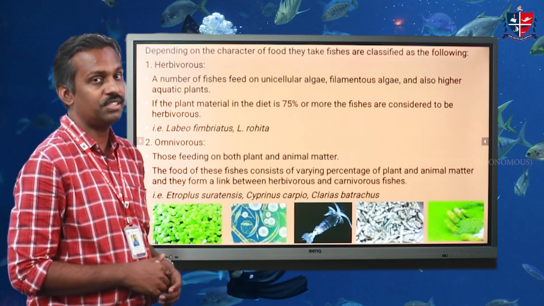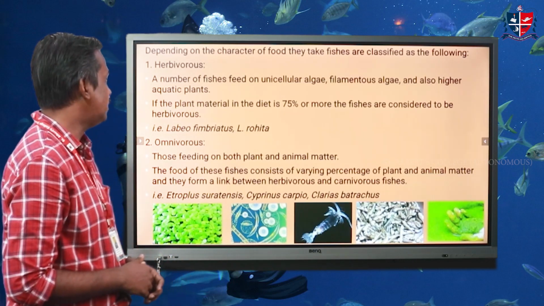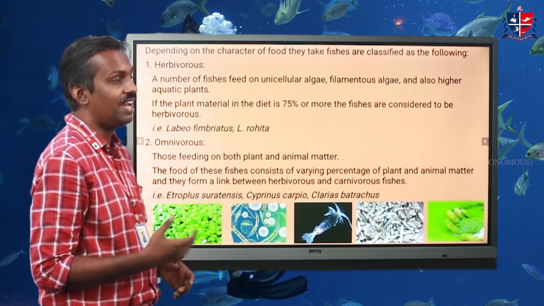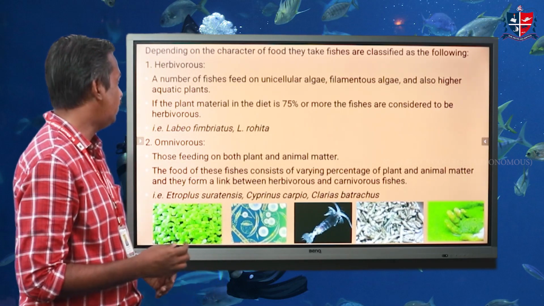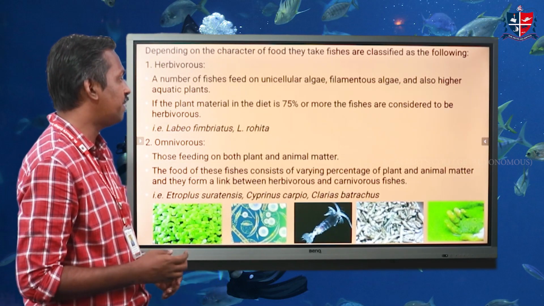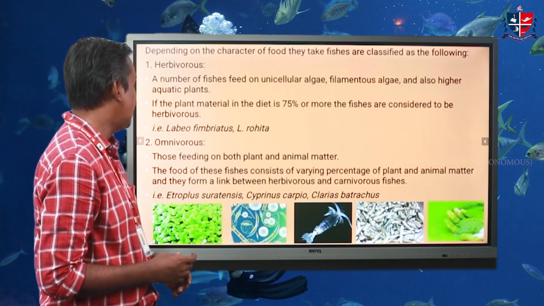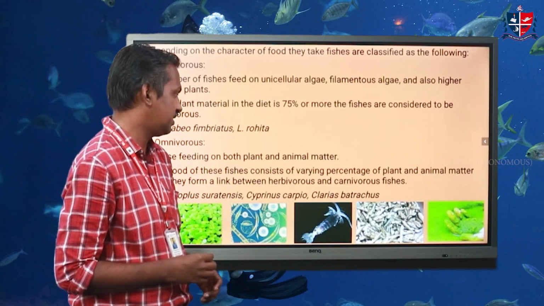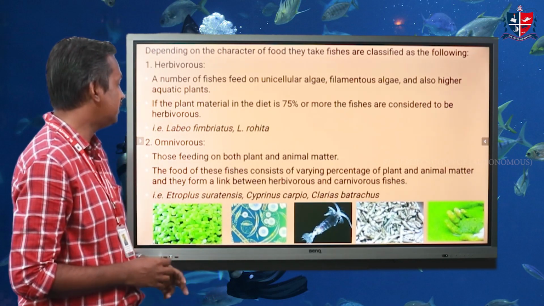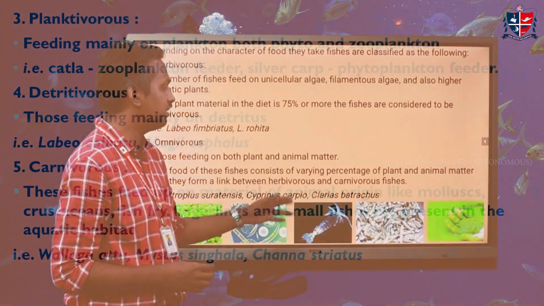Second one is omnivorous feeder. Those feeding on both plant and animal matter are called omnivorous feeders. The food of these fishes consists of varying percentages of plant and animal, and they form a link between herbivorous and carnivorous fishes. The examples are Etroplus, Cyprinus carpio, and Clarias batrachus.